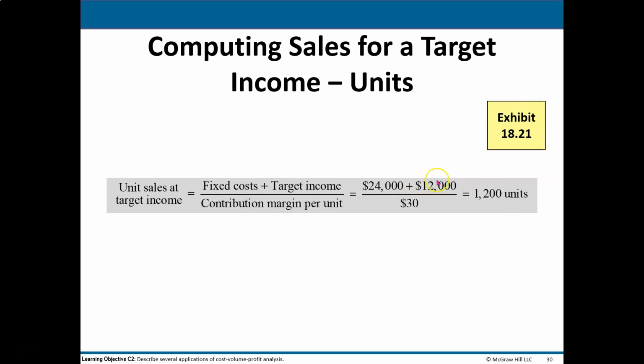Well, in that case, I'm still going to take my fixed cost plus my target income, $24,000 plus $12,000, $36,000, and divide that by the contribution margin per unit. And that will give me how many units I need to sell in order to make a $12,000 income.